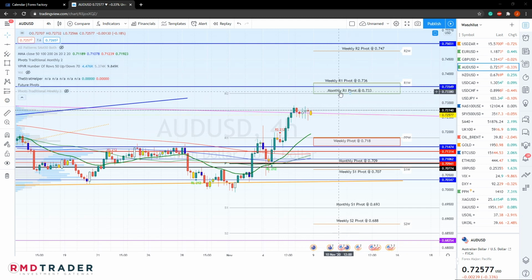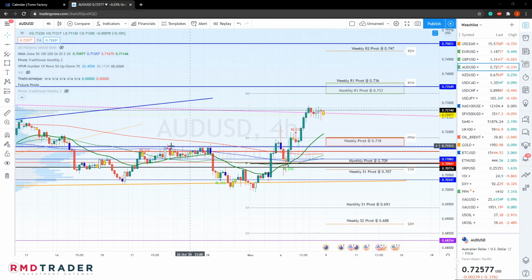Also, just considering that should there be a pullback, the area to look out for some support would be this area of 0.718. That is where we meet the weekly pivot as well as the monthly R1 pivots. And that's also that important area of support, which used to be resistance. So that would be a potentially new bullish channel that would be forming should we find some support here and move back higher into these levels.